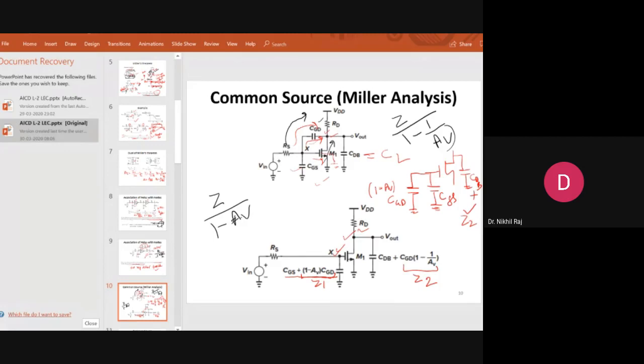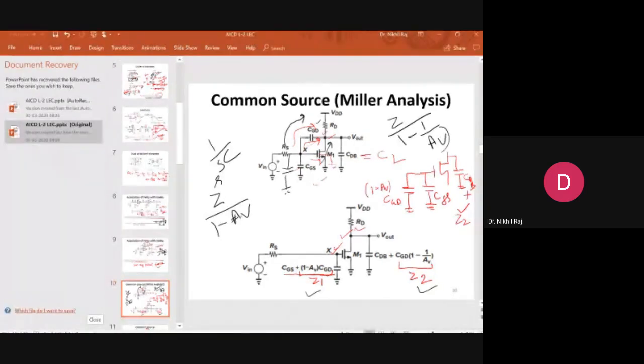So at the input, it will be CGD into 1 minus AV, because it is a capacitance, so Z will be 1 by SC. Equating this, you will get that this effective capacitance will be in parallel to CGS. So they both get added up at the input, and also added up at the output. Here also you see we have to decide which will be Z1 and which will be Z2. Now we are moving from X to V out. This means X will give you Z1 and V out will give you Z2.